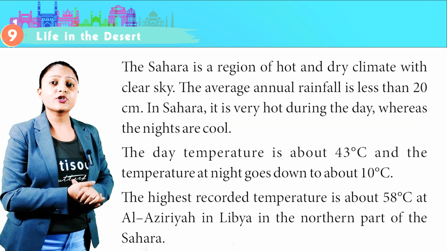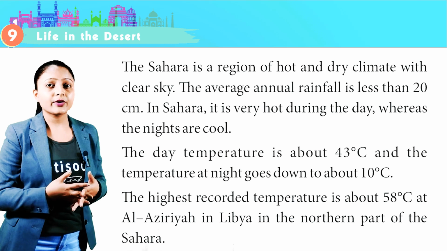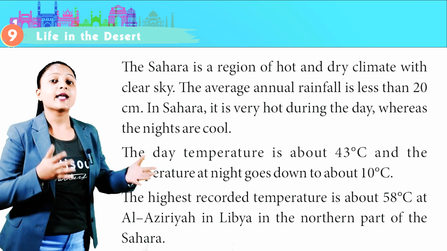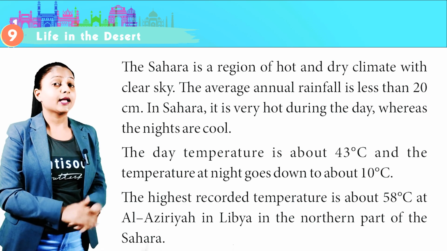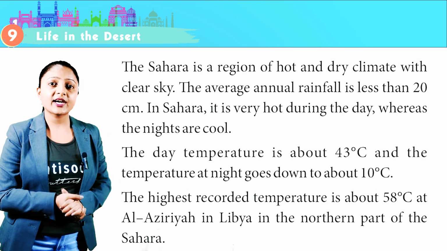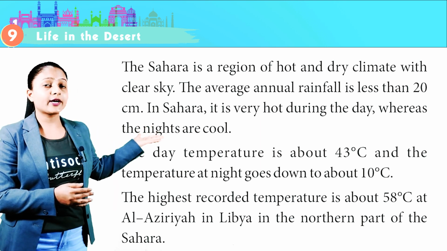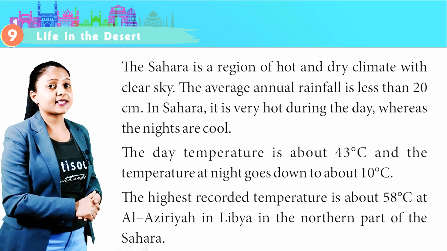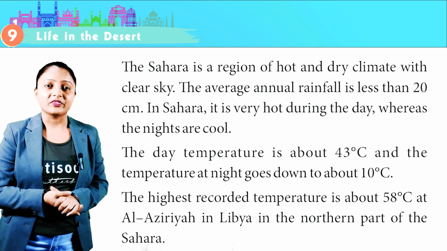The Sahara is a region of hot and dry climate with clear sky. The average annual rainfall is less than 20 cm. In Sahara, it is very hot during the day, whereas the nights are cold. The day temperature is about 43 degrees Celsius and the temperature at night goes down to about 10 degrees Celsius. The highest recorded temperature is about 58 degrees Celsius at Al-Aziziyah in Libya in the northern part of the Sahara.